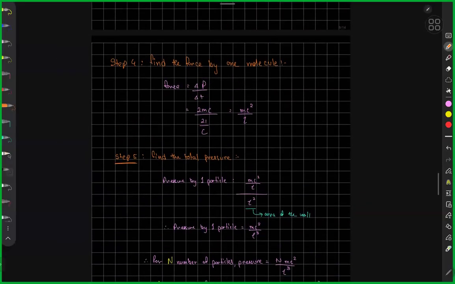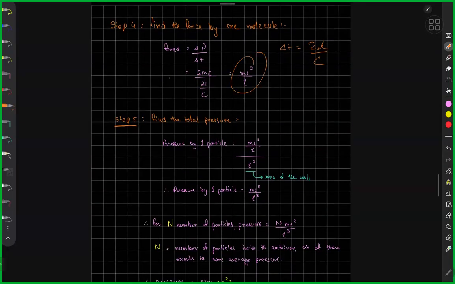Did we find out the force? Yes. It is change in momentum by change in time. What is the time we found out? Del T is 2L by C. So we substitute this del T as 2L by C. Great. So now we can cut off the 2's and I'm left with mc square by L. This is L, by the way. So ultimately this is the force exerted on one wall by one particle.